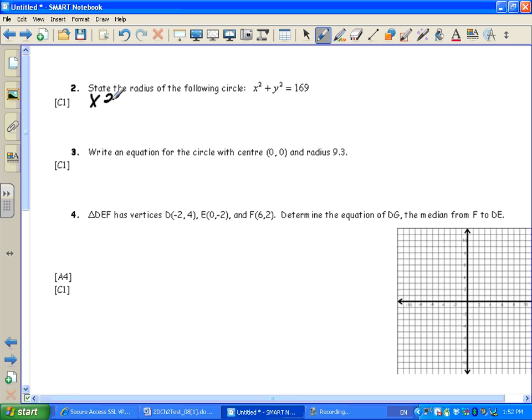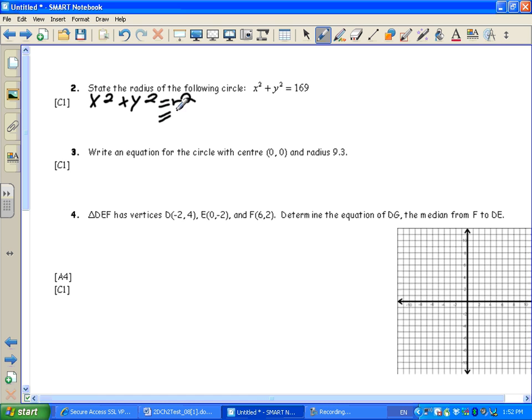X squared plus y squared equals r squared. What they've done in this one is they've replaced r squared with 169. So r squared is equal to 169.